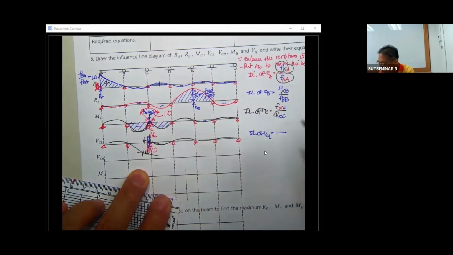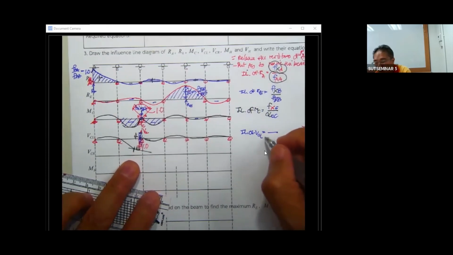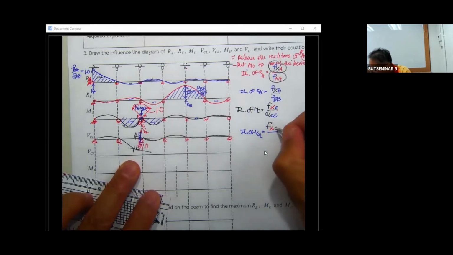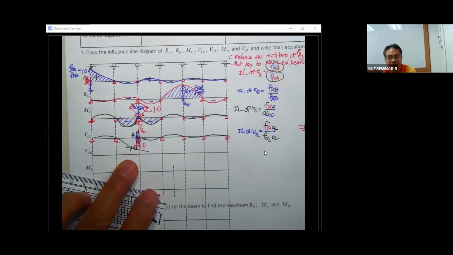That is going to be the influence line of V sub C L, which is the deflection at point X when the shear is applied at C on the left, divided by the deflection at point C on the left when the shear is applied at C on the left. That is the equation of this.